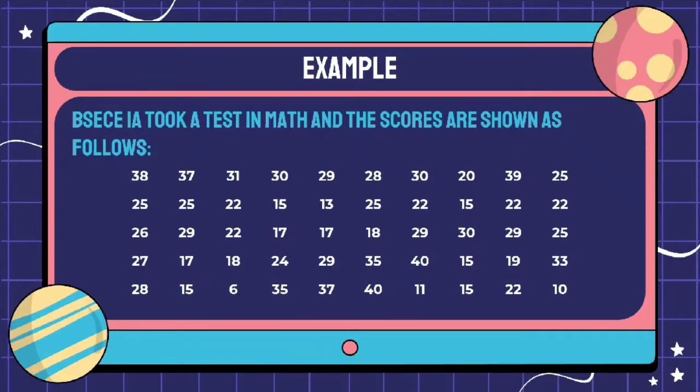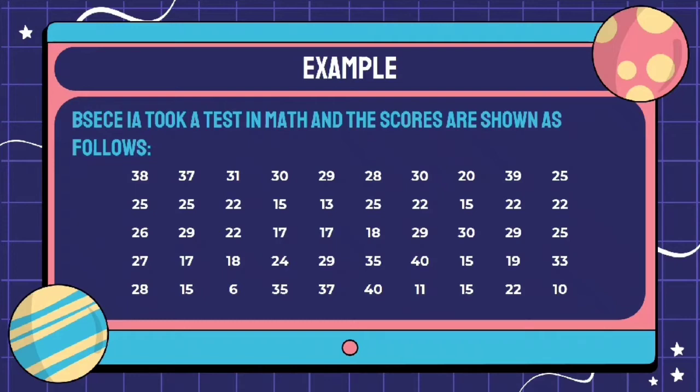Now, let's give ourselves an example where we can apply these three M's. For example, BSECE 1A took a test in math and the scores are shown as follows. Okay, this seems like a good example. And just to be clear, what we are seeing here is an example of ungrouped data.